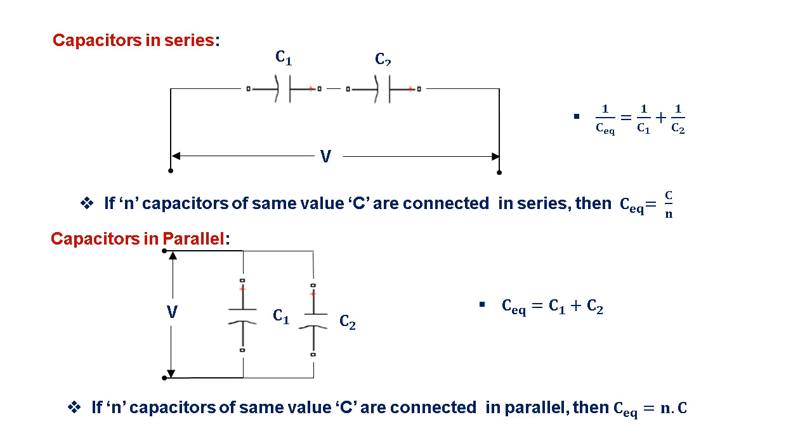Suppose if capacitors are connected in parallel, then their equivalent capacitance will be C equivalent is equal to C1 plus C2. That is sum of the two capacitors. If n capacitors of same value C are connected in parallel, then their equivalent capacitance will be C equivalent is equal to N into C.